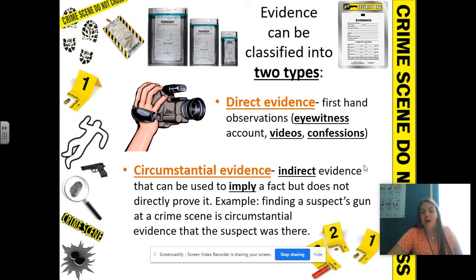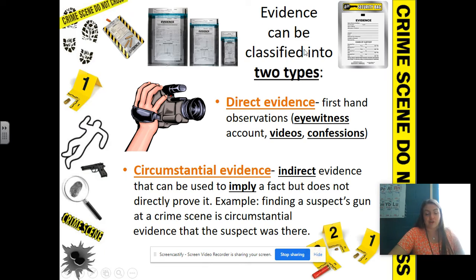Whereas in future units, like when I do fingerprinting, all the vocab terms for fingerprinting, you're not going to need in the blood spatter unit. Okay. But everything in this unit travels with us and you always have to remember them. So you want to really know these vocab terms because they don't go away. So direct evidence versus circumstantial.